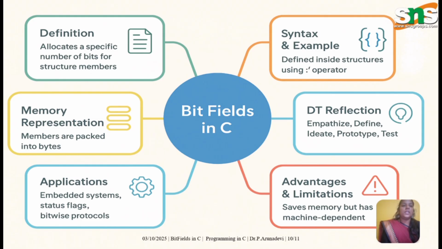The bit field in C definition allocates a specific number of bits for structure members. The syntax is defined inside structures using the colon operator. Memory representation: members are packed into bytes. In application: embedded system status flags and bitwise operators. Advantages and limitations: saves memory but is machine dependent.